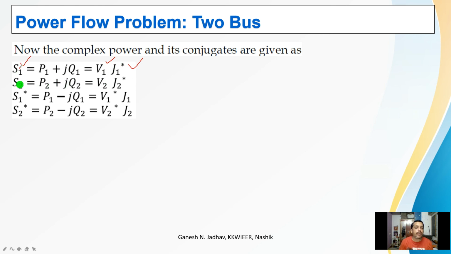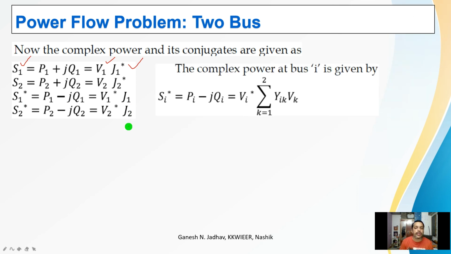I will take the conjugate of S1 and conjugate of S2. So if I take the conjugate of S1 and conjugate of S2, this will become P1 minus jQ1, P2 minus jQ2. That is V1 conjugate, V2 conjugate, and here I1 and I2 will not be taken as a conjugate, taken as plain.